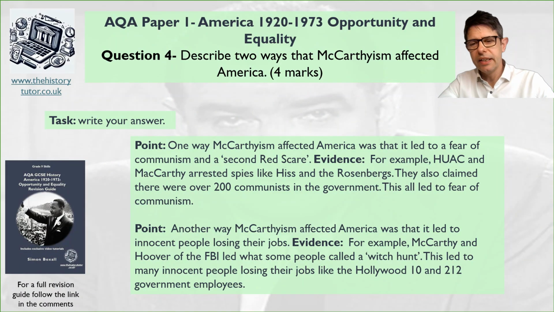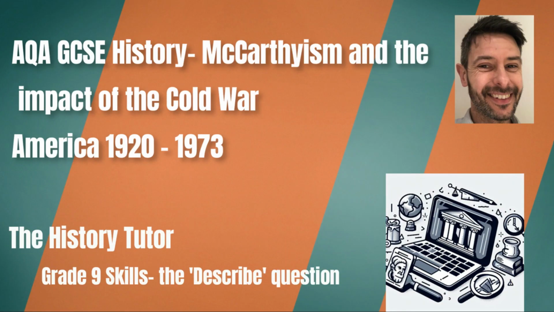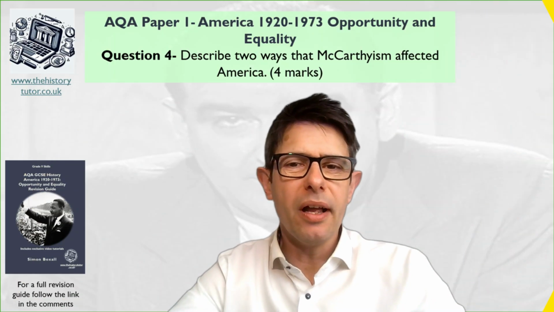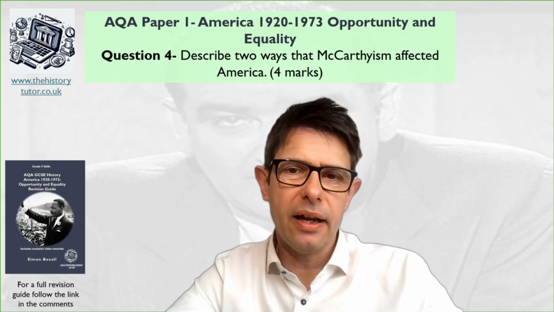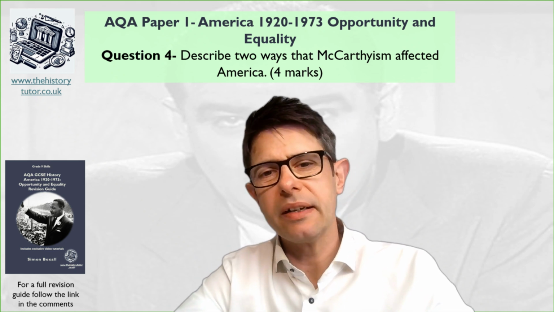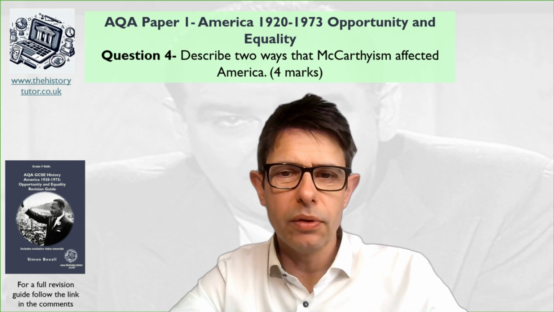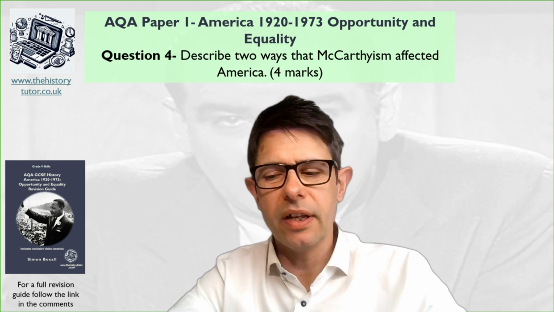Okay, so my idea is, for example, McCarthy and Hoover of the FBI led what some people called a witch hunt. This led to many innocent people losing their jobs, like the Hollywood 10 and 212 government employees. So hopefully that went well for you and you've got a nice, successful answer. Okay, well, hopefully you've developed your skills well there and you've learned about McCarthy and how it led to sort of a witch hunt across America in the 50s and linked with the Cold War as well. You've got lots of your skills developing for that described question.